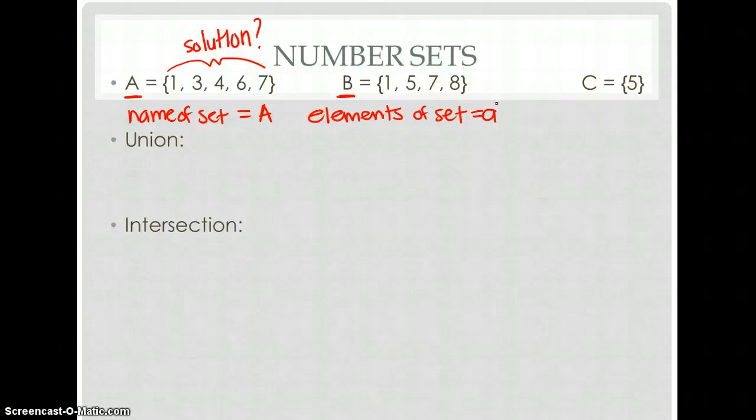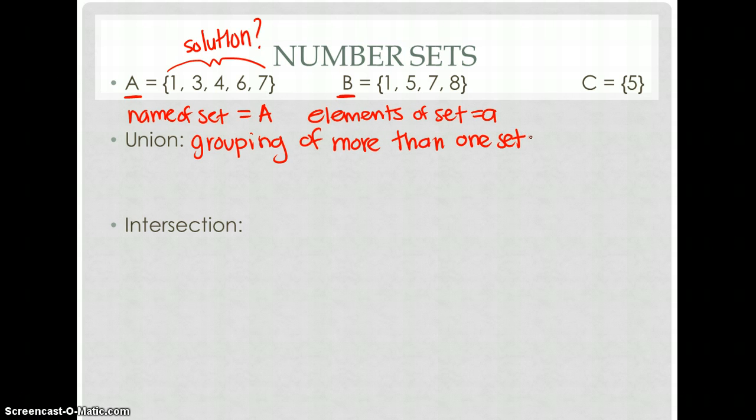Vocab to go along with sets would be union and intersection, and those words have an intuitive meaning behind them as well. Think about a union outside of the math setting, a gathering, a joining together of two different people. We might talk about a marriage as a union. A union is a grouping of more than one set of numbers.